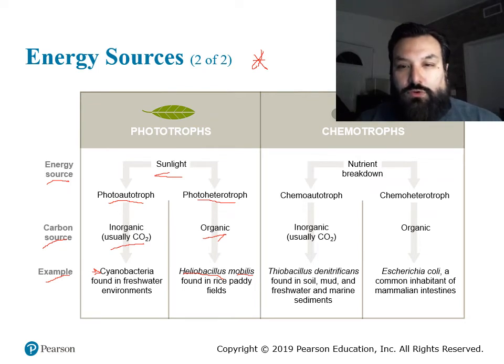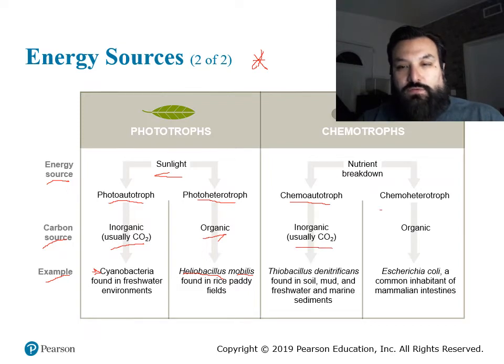If you're a chemotroph, and most organisms are chemotrophs, they use nutrients and carbon sources, break them down, release the energy, and use that energy for building things and for growth. And when you are a chemoautotroph, your carbon source is usually carbon dioxide.